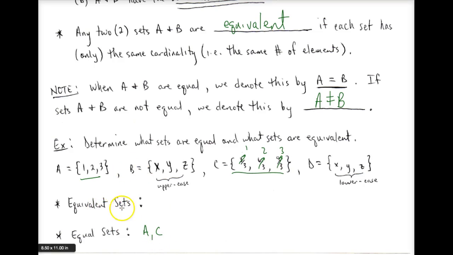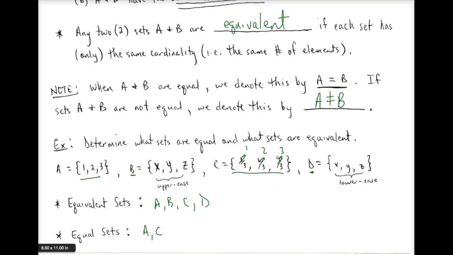Now, if we look at equivalence, equivalence just means that we have to have the same number of elements in the set. And if you notice, the cardinality of each and every set that we're talking about here is 3. B and D are different because the members in B are uppercase letters, whereas D are lowercase. So we can't call B and D equal. But we can say that all of these sets are indeed equivalent to one another, since they all have the same number of elements.